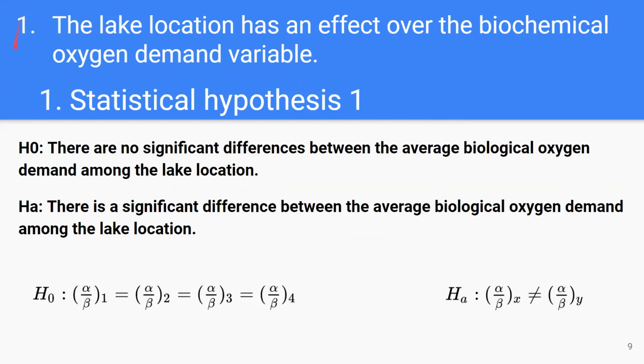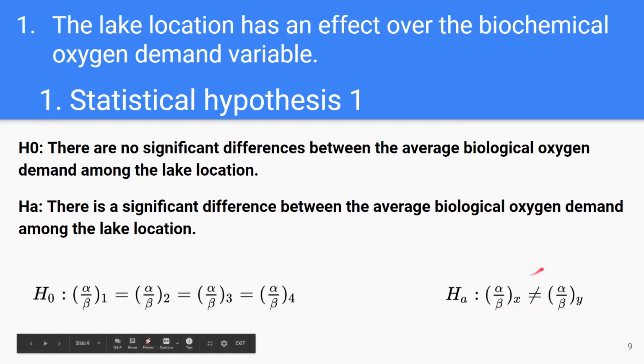For our first scientific hypothesis, we have the first statistical hypothesis, and it says that there are no significant differences between the average biological oxygen demand among the lake locations. And the alternative hypothesis states that there is a significant difference between the average biological oxygen demand among the lake locations, as we can see here in the statements.